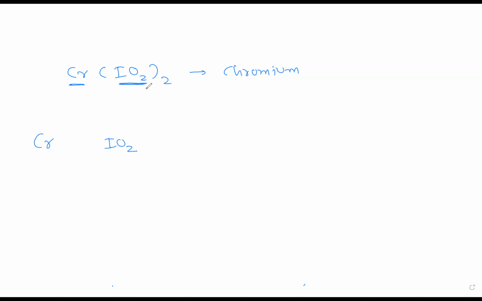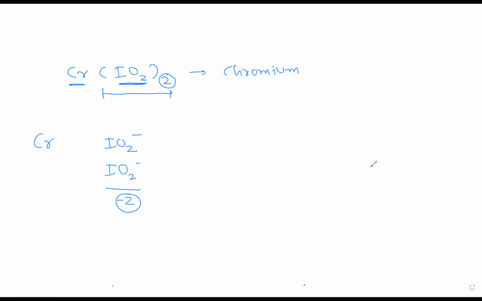Now, if I ask you to find the charge on this IO2, what is the charge on IO2? I got -1, but don't quote me. No, that's right. Yes, it is -1. However, how many IO2 do we have in this formula? We have 2 of them. It means we're going to write them 2 times. The total negative charge in this formula would be -2, right?